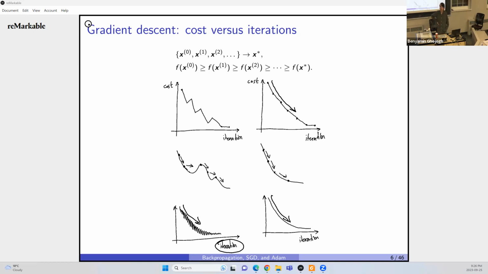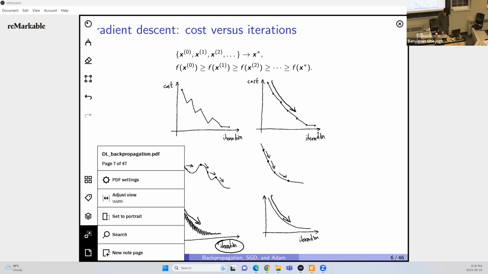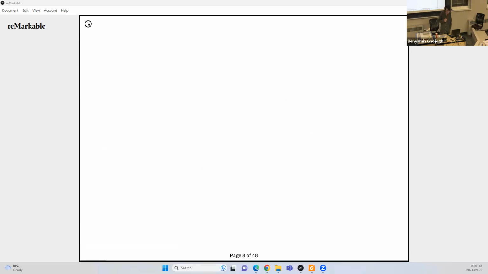By the way, a question, a puzzle. Why in a neural network is the cost usually non-convex, highly non-convex? This is a good puzzle. If you understand this, you have understood deep learning very well.